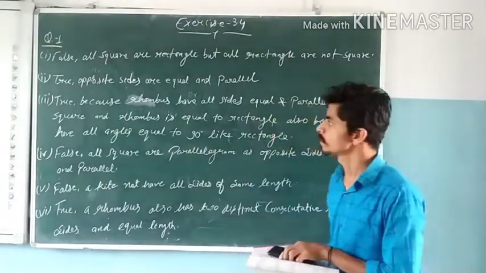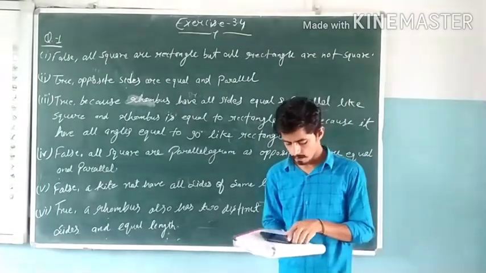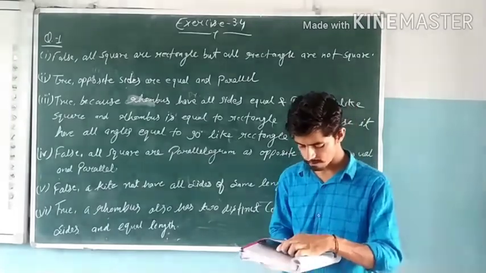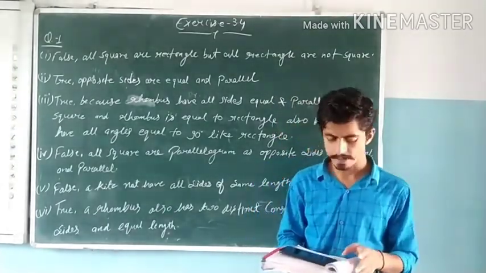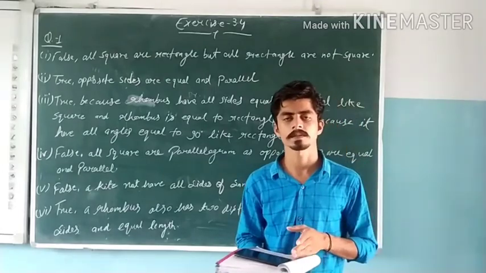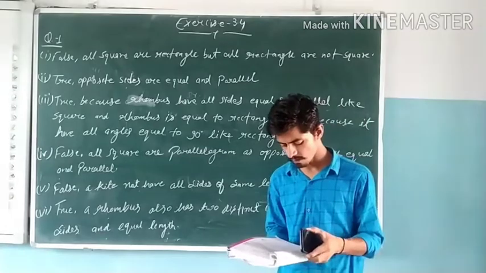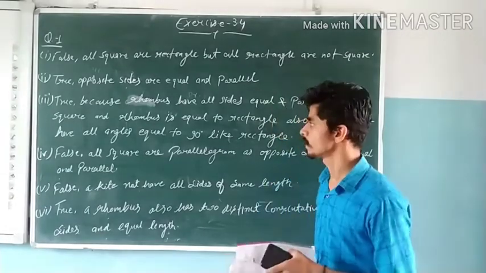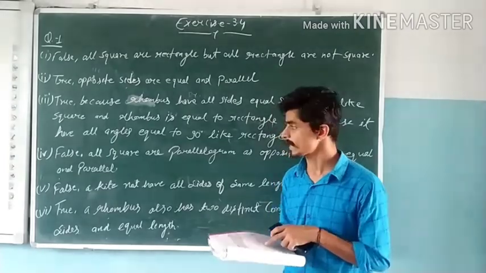It's true, because opposite sides are equal and parallel. In a parallelogram, opposite sides are parallel, and in a rhombus also opposite sides are equal. That's why a rhombus is a parallelogram. Third one is, all squares are rhombuses and also rectangles.